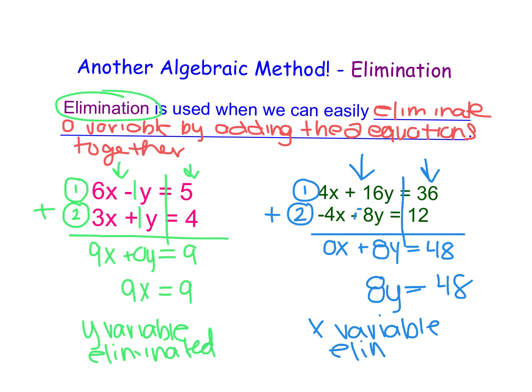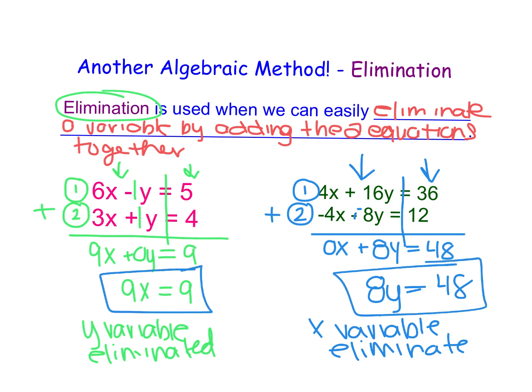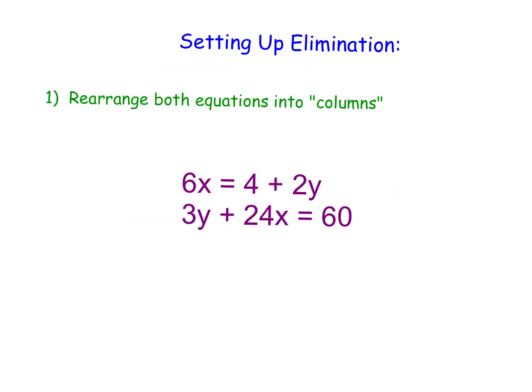And essentially what happens when we are able to eliminate those variables is we're now left with two equations that we can actually solve for a variable value. So again, elimination is great when we can easily eliminate a variable completely when we add the two equations together. Now, while elimination is a great strategy, we do have to do a little bit of work in order to set up elimination to be a successful strategy to use.